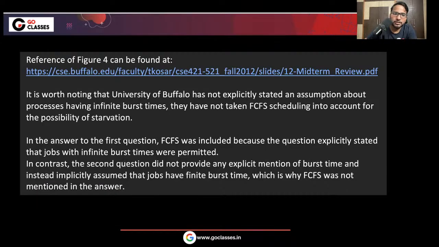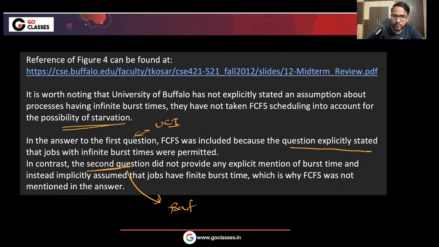Now let's see, this is basically the reference. If you want, you can go here. It is worth noting that the University of Buffalo has not explicitly stated the assumption about the process having infinite burst time. They have not taken FCFS scheduling into account for the possibility of starvation. So in the answer to the first question, the UCI question, FCFS was included because the question explicitly stated it. But in contrast, the University of Buffalo question did not mention it explicitly, so they say FCFS is not the answer.